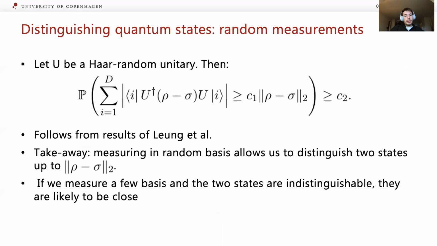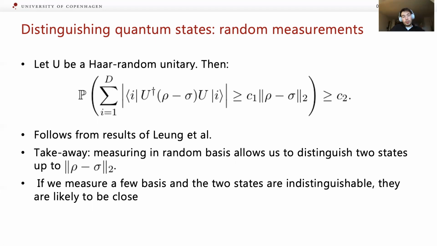So for instance, for random unitaries, it is known, following from results by Leone et al., that on average, a random unitary allows you to distinguish two quantum states up to their Hilbert-Schmidt distance. So as long as the Hilbert-Schmidt distance between two quantum states is not too small, measuring a random basis will allow you to distinguish them. And the converse is also true, which is what this inequality tells us, namely that if you measure a few bases and the two states are indistinguishable, then they're likely to be close in Frobenius distance.